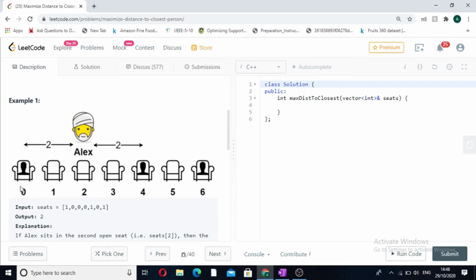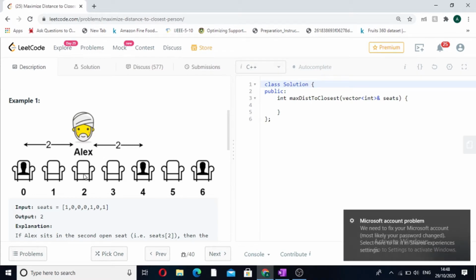See, this is a row in which there are several seats placed. So we can see that 0th seat, 4th seat and 6th seat are already filled. Now Alex wants to sit on a seat in which the distance of Alex from the nearest person is maximized. So we can see that here total 3 seats are empty, and if Alex sits in between these 3 seats, that is at position 2, then his distance from the closest person will be 2 on both sides.